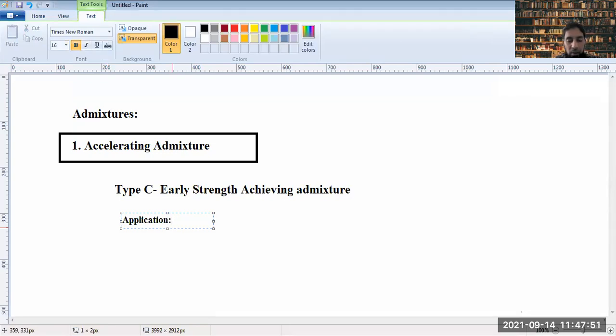For example, you want to remove the formwork quickly. In such situations, the early strength admixture could be used where we want to remove the formwork early. Now, accelerating admixture is accelerating the process of not only the strength, but also the hardening of concrete. So it will also accelerate the hardening of concrete, and it will also accelerate the setting of concrete.